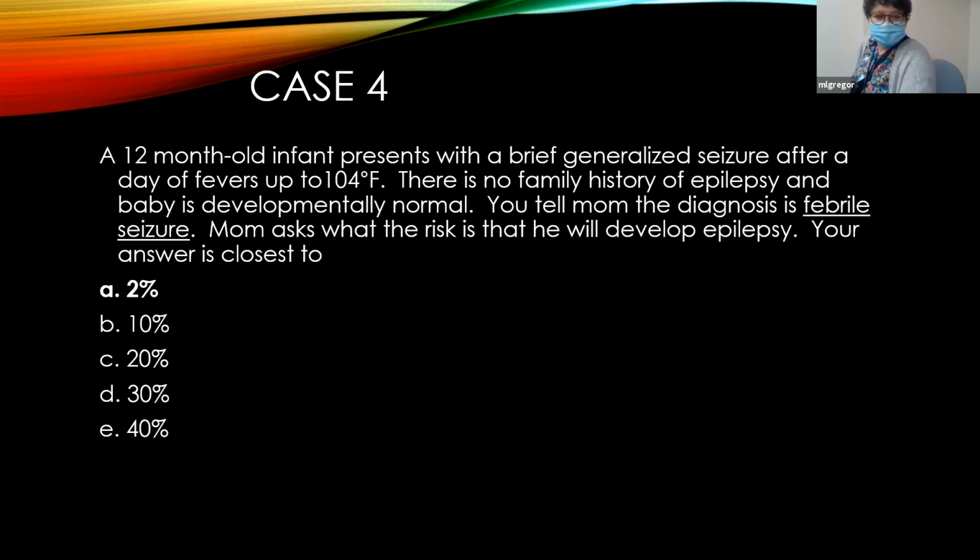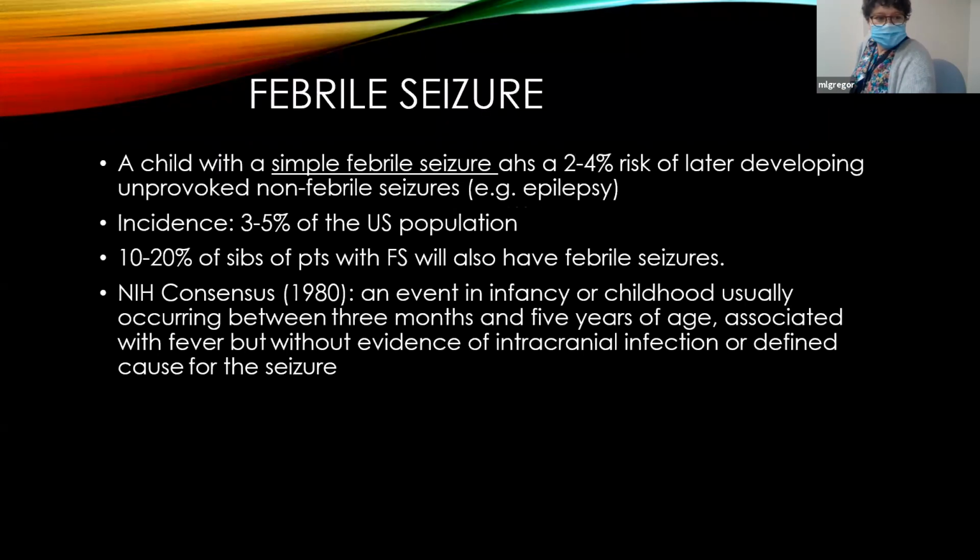So it's 2 to 4%. It's really relatively low for a simple febrile seizure with no other risk factors. We have 3 to 5% of the US population will have a febrile seizure. There is a genetic component. We'll get into that a little bit later.